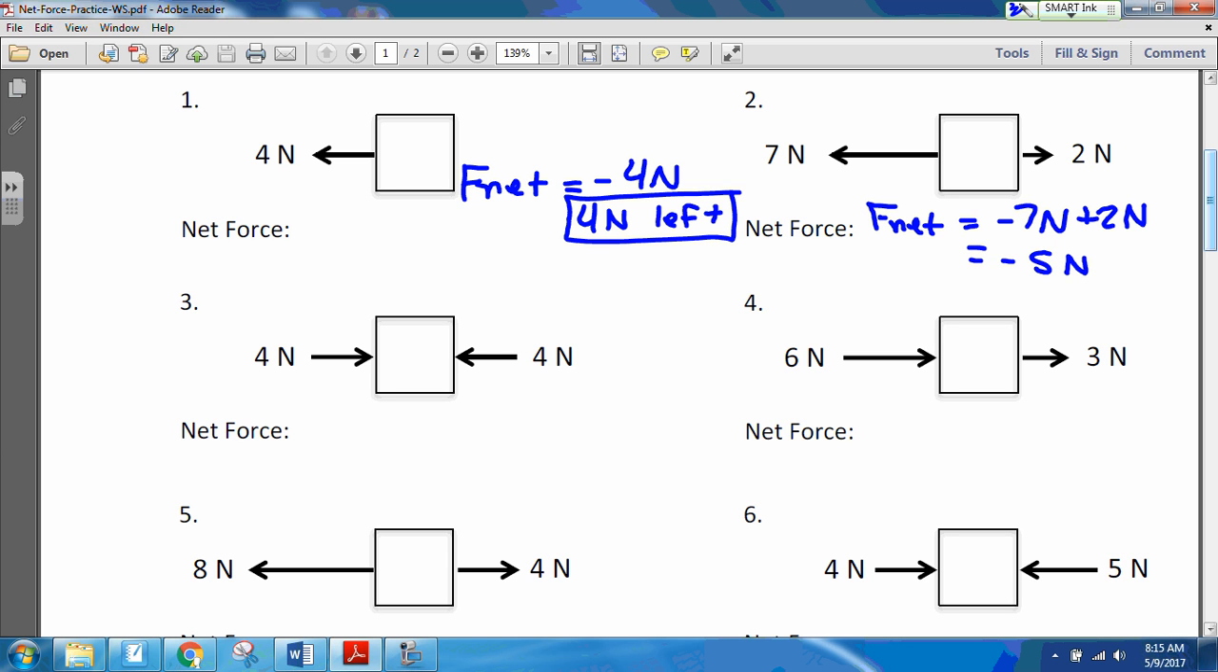What does the negative represent? The direction, which is left. So the net force acting on this box is going to be 5 newtons to the left. Anyone confused so far? Pretty easy stuff. It's almost like I taught you something this year, right?